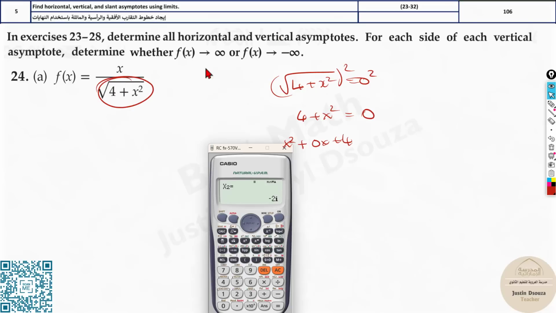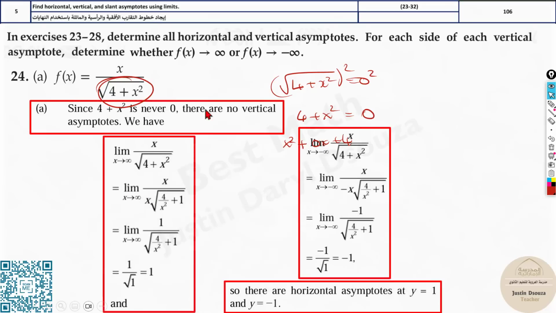We are doing vertical. Denominator is vertical. There is none. What about the horizontal asymptote? Let's try. Here, let's go back to the computation mode. Let's put this fraction x divided by square root 4 plus x squared. Is that okay? Now calculate it at infinity. It's at 1. Calculate it at minus infinity. Now you can see it's minus 1. There are two horizontal asymptotes. There are no vertical asymptotes. See, we don't have. There is no. X is never 0, so there is no vertical asymptote. But for horizontal asymptote, we got y is 1 and y is minus 1.